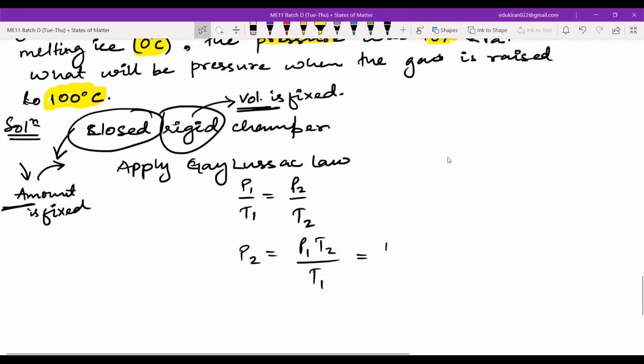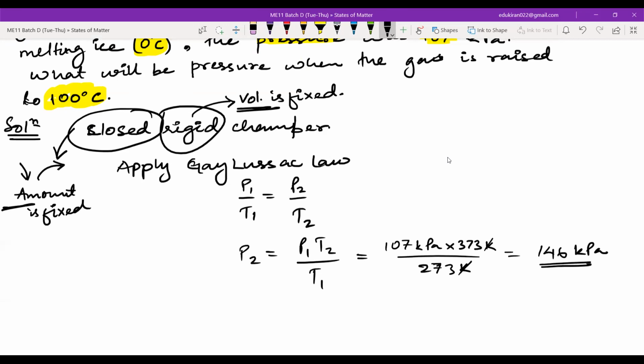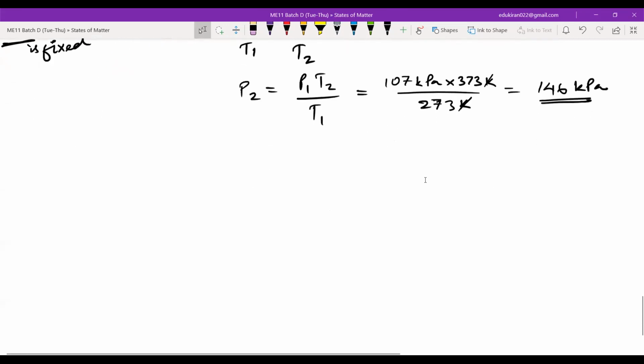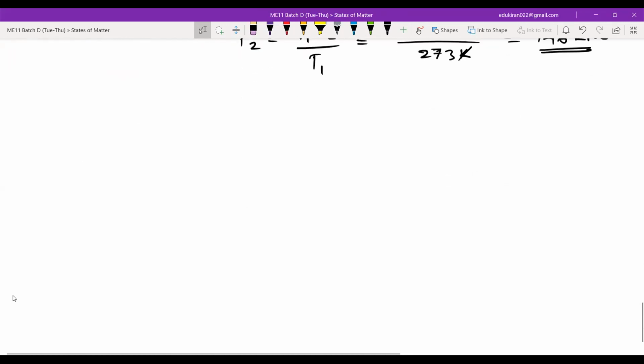T1 is given as 107 kilopascal. T2 will be 100 plus 273, 373 Kelvin, divided by T1, which is 273 Kelvin. So you can cancel these two and the answer will be 146 kilopascal. Okay, the answer is 146 kilopascal. All right, next, Avogadro's law.